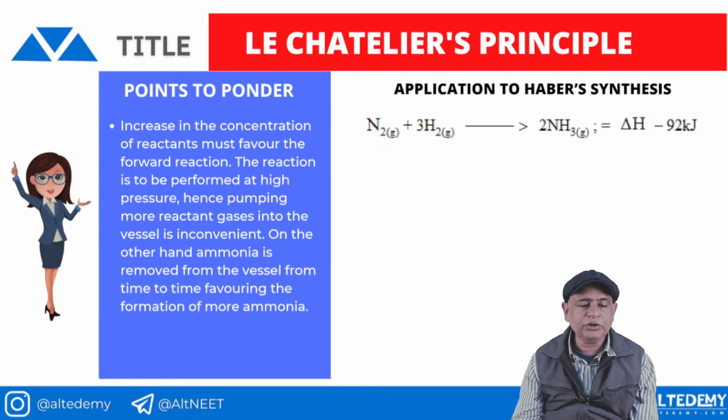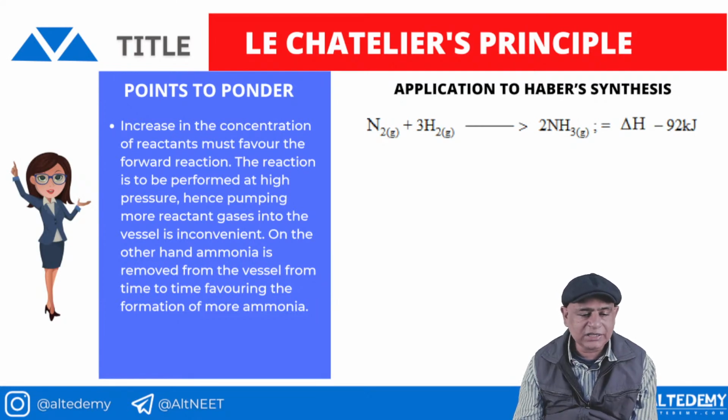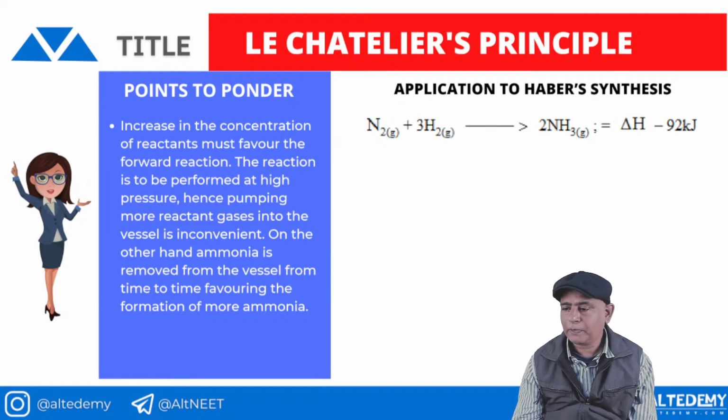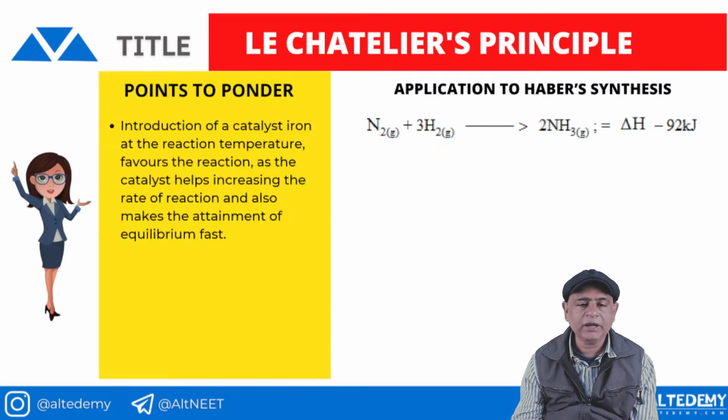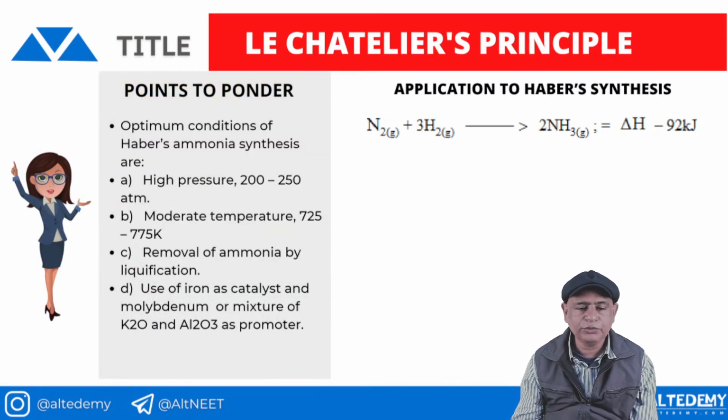Increase in the concentration of reactant must favor the forward reaction. The reaction is to be performed at high pressure, hence pumping more reactant gases into the vessel is inconvenient. On the other hand, ammonia is removed from the vessel from time to time, favoring the formation of more ammonia. As I suggested, we will have to keep on removing ammonia as we produce it. Well, introducing a catalyst we have also understood.